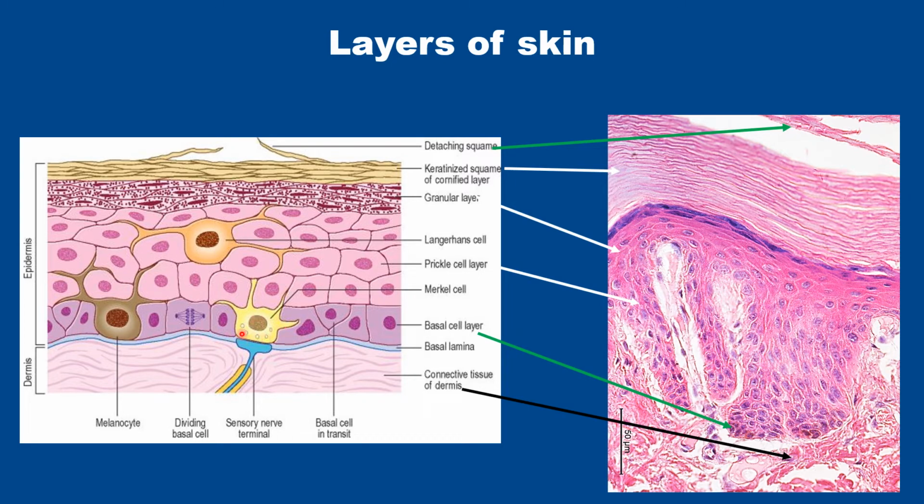This is another type of dendritic cell, that is the Merkel cell or the sensory cell of the skin. It has a lot of processes. This is actually a neuron, and a nerve terminal has come and is making synapses with it. So there are three types of dendritic cells in the epidermis: the melanocyte, the Langerhans cells, and the Merkel cell.